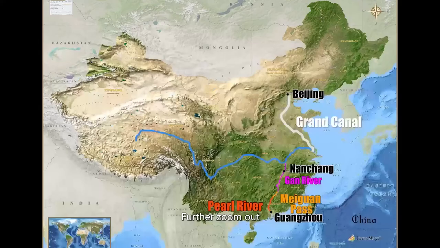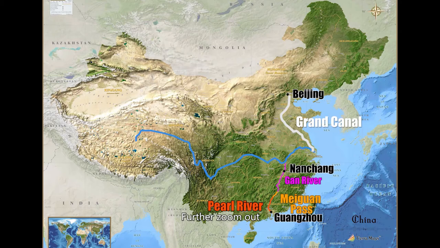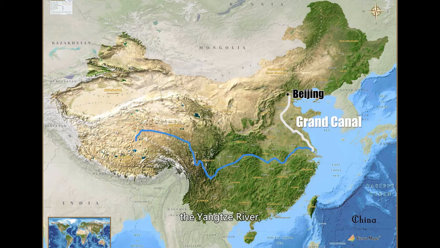Further zoom out. Nanchang was on this traffic artery that connected China from north to south before the 18th century. In early Ming Dynasty, the emperor ordered all ports along the coast to be closed, leaving only Guangzhou open. This transportation route that consisted of the Grand Canal, the Yangtze River, the Gan River, the Meiguan Pass, which is the section on land, and the Pearl River became the artery of the empire.